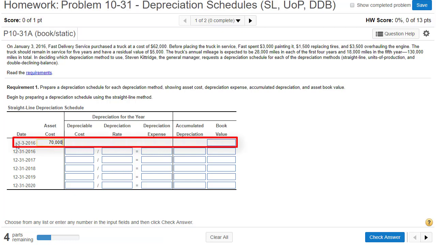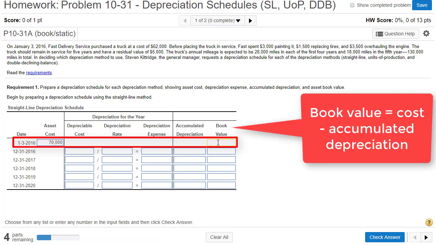Now notice on January 3rd, that's what this row is for. On January 3rd, the day that we buy the truck, what is the book value? Remember, the formula for book value is cost, $70,000, minus accumulated depreciation. On the day that we buy the truck, do we have any accumulated depreciation? No. So the book value of the truck is $70,000.